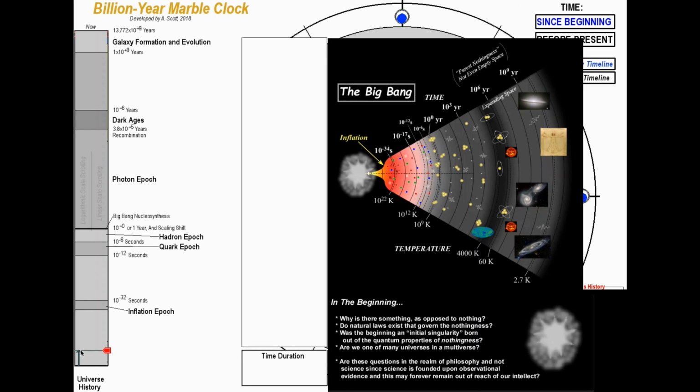Questions arise. Why is there something as opposed to nothing? Do natural laws exist that govern the nothingness? Was the beginning an initial singularity born out of the quantum properties in a multiverse? Are these questions in the realm of philosophy and not science, since science is founded upon observational evidence, and this may forever remain out of reach of our intellect?